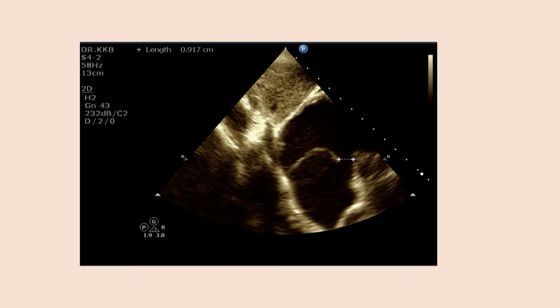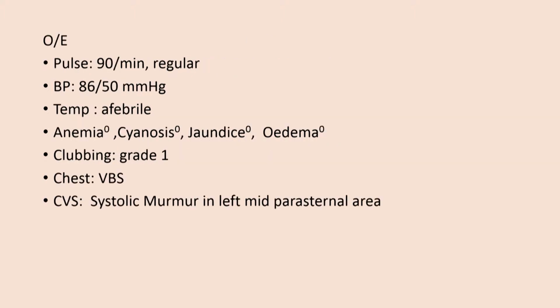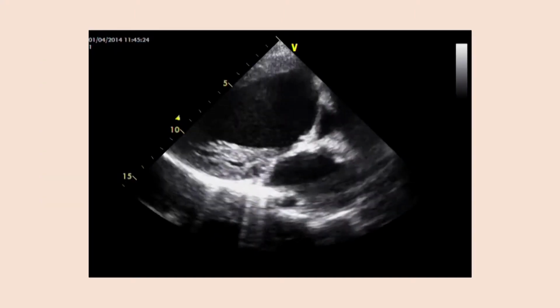I'm going to the next case, the fifth case, where a 24-year-old gentleman presented with increasing severity of shortness of breath on exertion, with frequent attacks of RTI in childhood and a relatively symptom-free adolescent period, with a recent increase in frequency and severity of RTI. And these were the findings. There was grade 1 clubbing, and there was a systolic murmur in the left mid-parasternal area. This is how it looked.